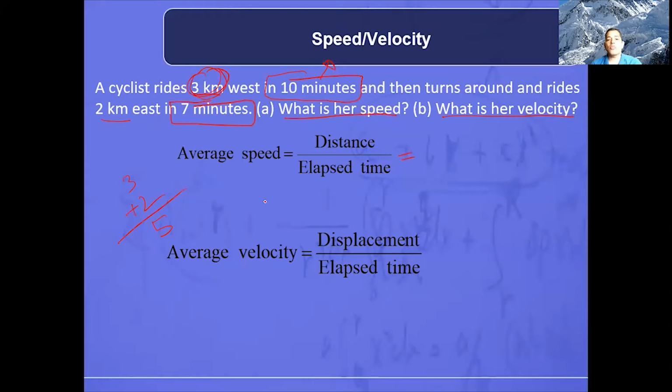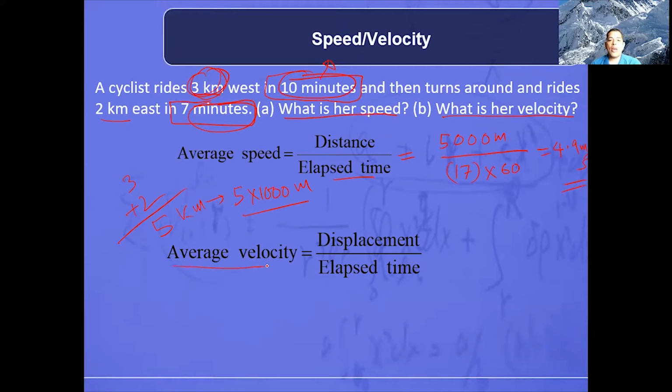Now I want to change my 5 kilometers to meters. How do you change kilometer to meter? 5 times 1000 meters, which is 5000. That's my distance. Then what is the elapsed time? Here you have 10 minutes, here you have 7 minutes. So the total is 10 plus 7, 17. Then how do you change minutes to seconds? Times 60, right? If you do that, you will get 4.9 meters per second. That's what you get.